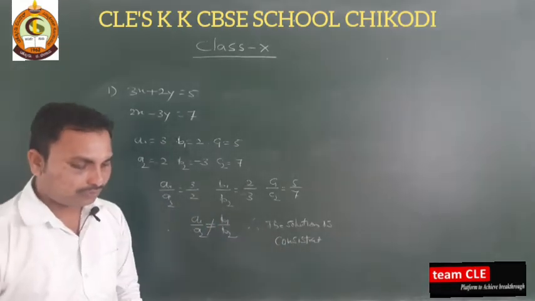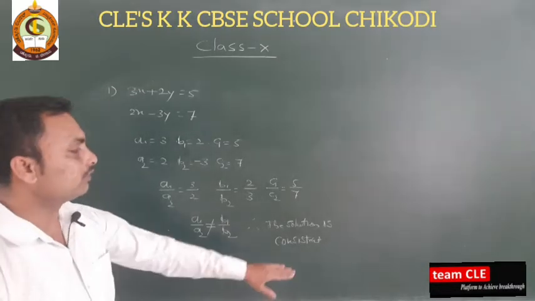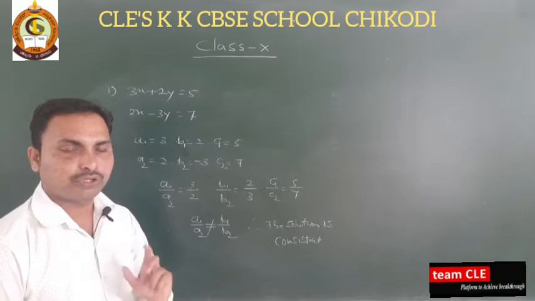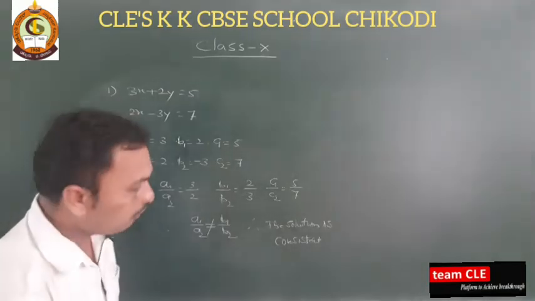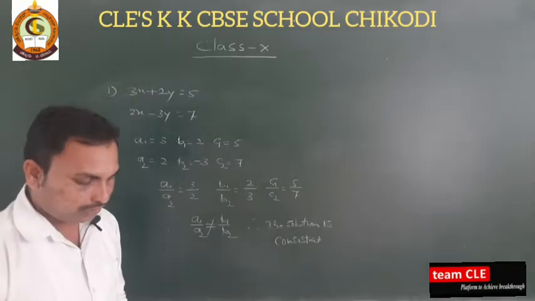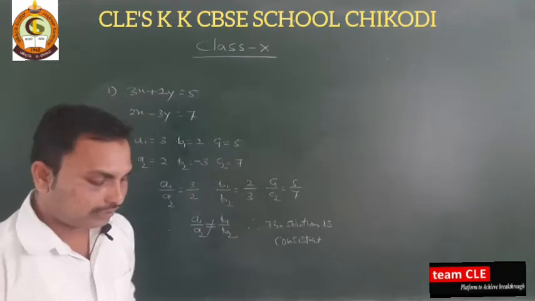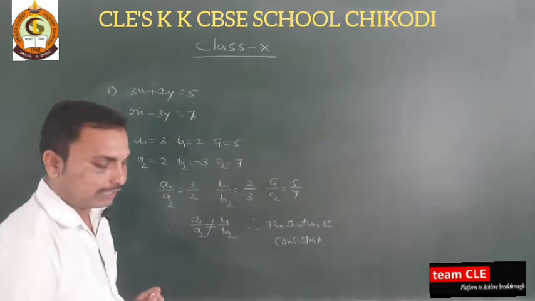What we need to find? The following pair of linear equations are consistent. This pair of equations we can say is consistent. I hope you understood this one. Next we have the next example. Here 5 examples are there. I'll solve 3 examples.